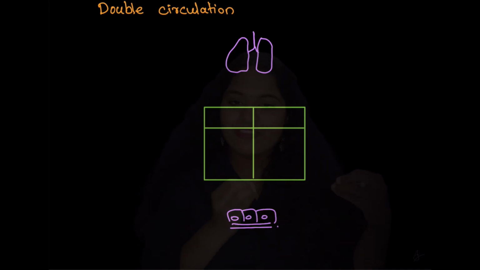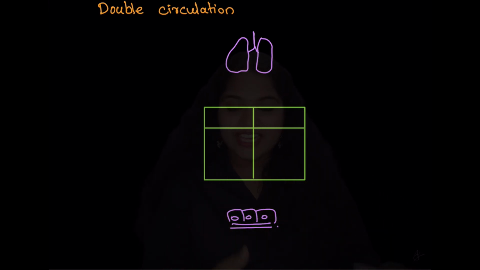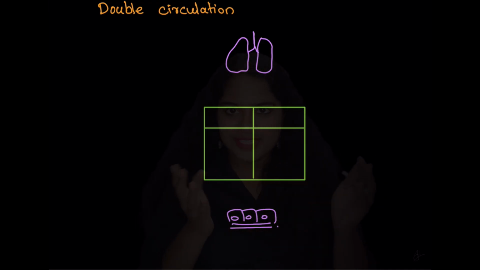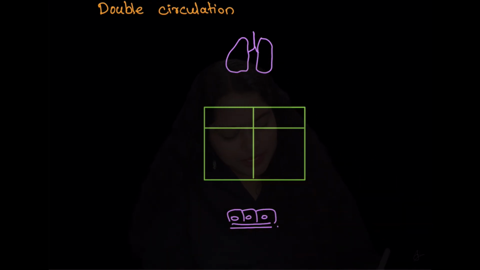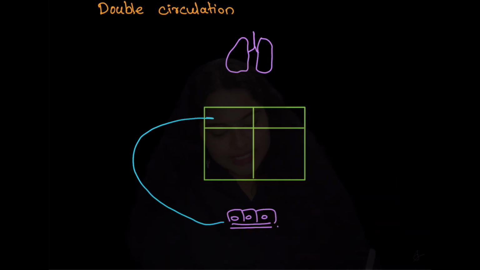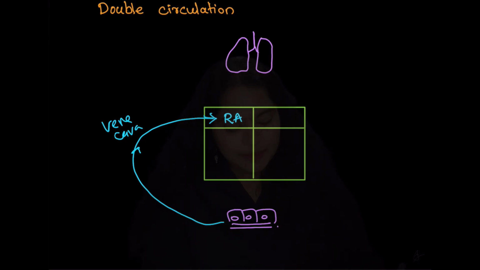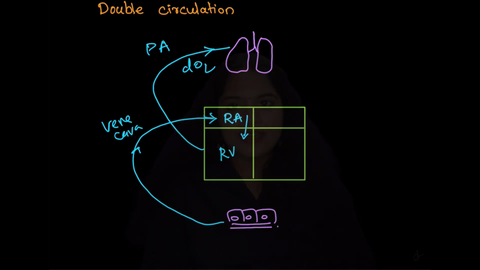So you can see here we have a heart, then you have the lungs, and the body tissues are present. From different parts of the body, deoxygenated blood is carried to the right atrium. This is done by the vena cava. From the right atrium, blood will move to the right ventricle. Now the deoxygenated blood from the right ventricle is taken to the lungs for oxygenation by the pulmonary artery.